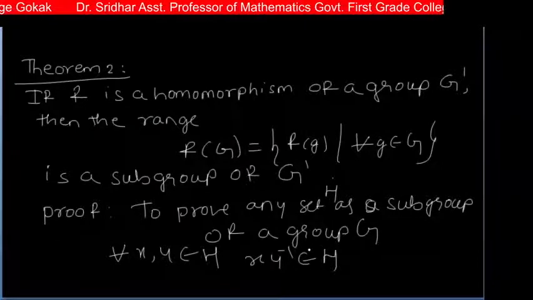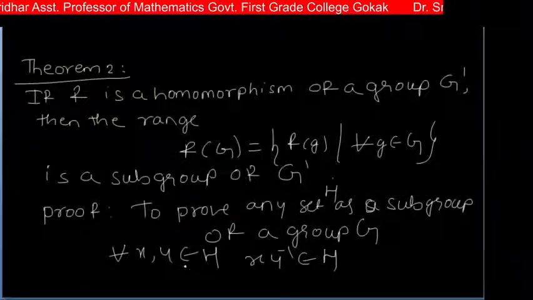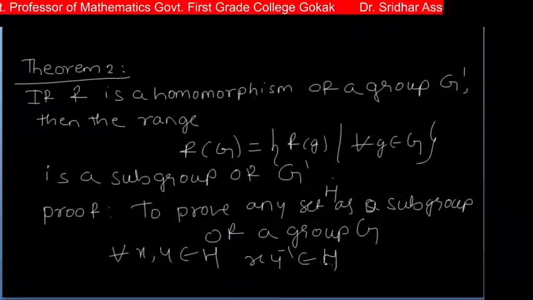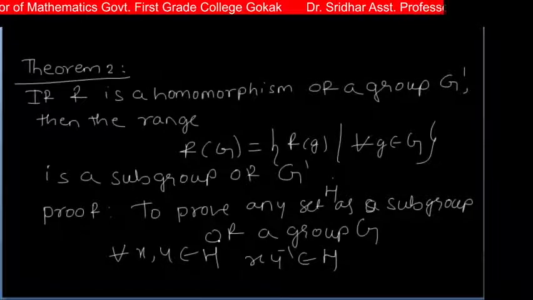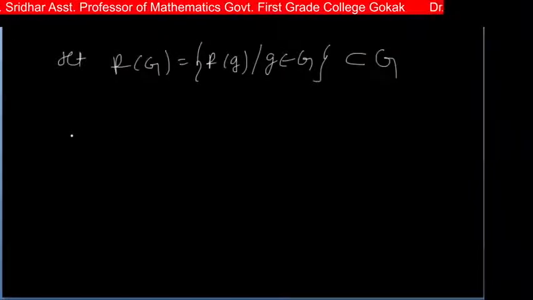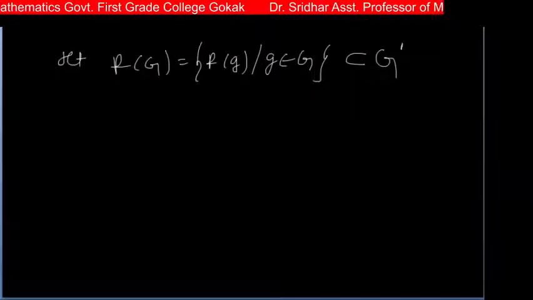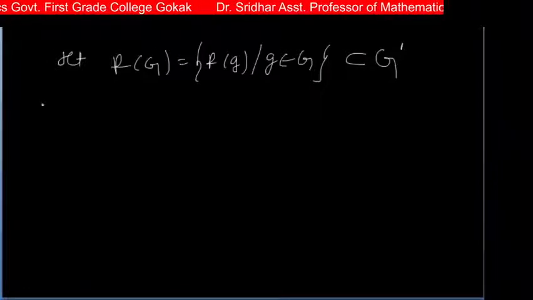If you want to prove any set as a subgroup of G, then you show that for all x, y belongs to H, x y inverse belongs to H, then it is a subgroup of G. So this we have to show. Now we consider a set. Let f of G is equal to f of g such that g belongs to G, which is a subset of G dash. Then to show that f of G is a subgroup of G dash, we show that the required condition.